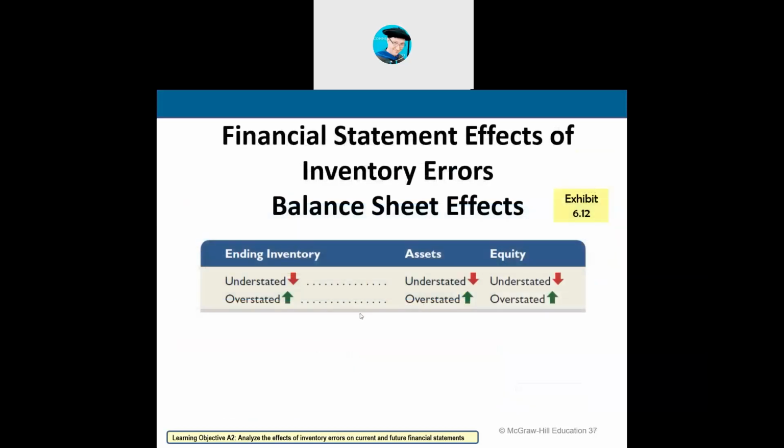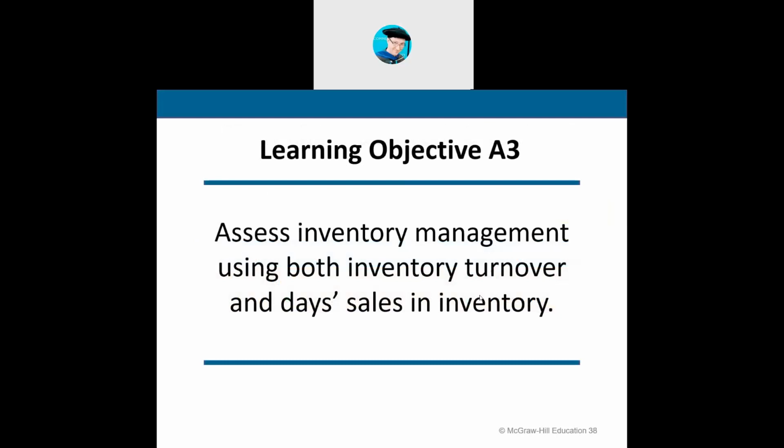Let's just kind of summarize it. What is the effect when there's inventory errors on the balance sheet? If it's understated, it's understated in assets and understated in equity. If it's overstated, that means overstated in assets and equity. You don't have to worry too much about those things.